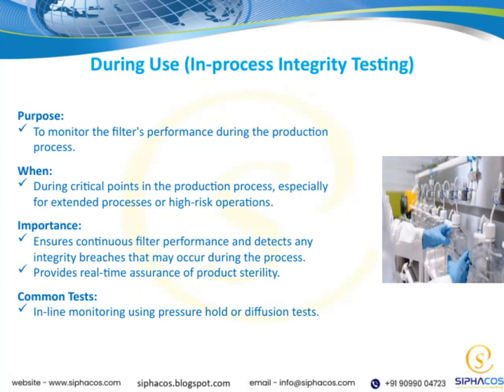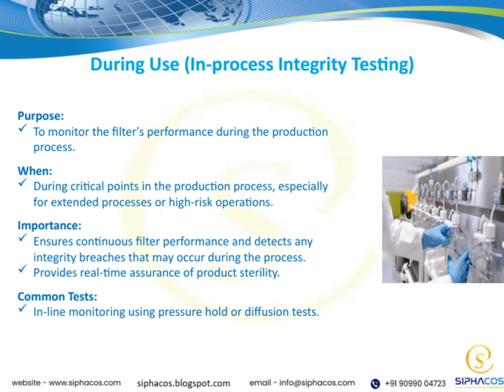During use or in-process integrity testing, the main goal is to keep a close eye on the filter's performance as the production is happening. It's essential because it helps us catch any issues early and ensure that everything stays on track. We typically perform these tests at critical points in the production process, especially when the process is extended or involves high-risk operations. This way, we can be confident that the filter is functioning properly throughout the entire process.